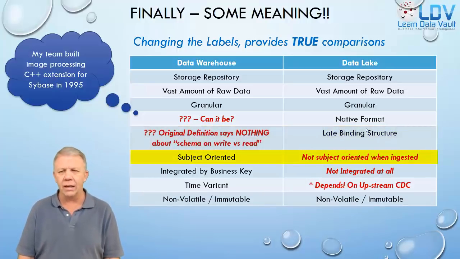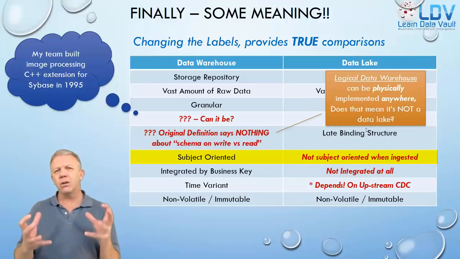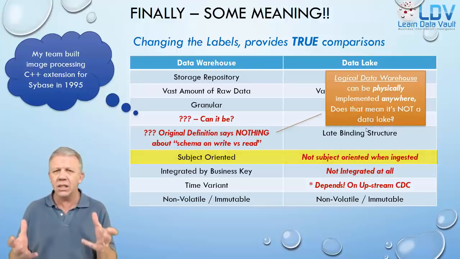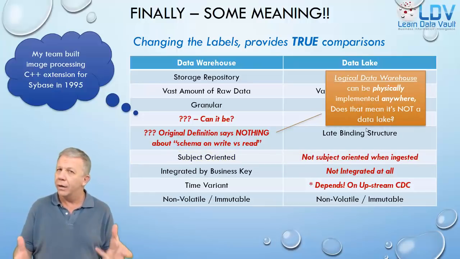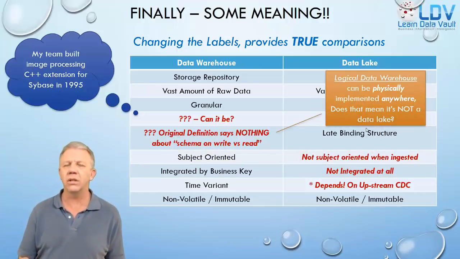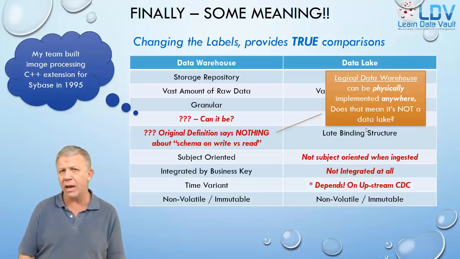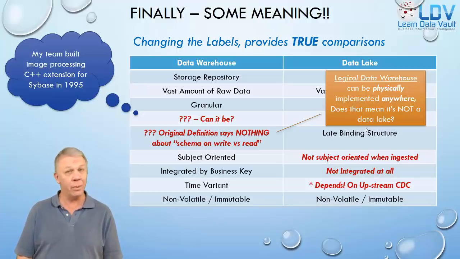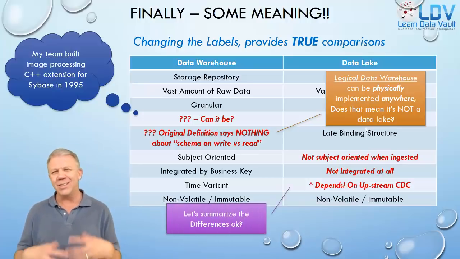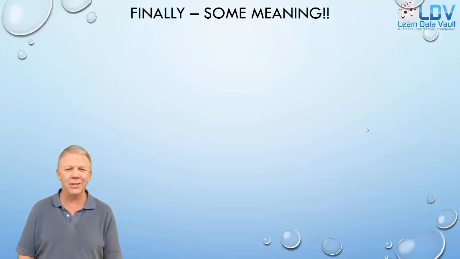Subject-oriented. Okay, great. So the data lake's not subject-oriented, not integrated. So logical data warehouses can be physically implemented anywhere, including on the new NoSQL and NewSQL platforms. So you have to be very careful with how you define your data warehouse, right? That's my point. So let's summarize the differences and get to answering the question.